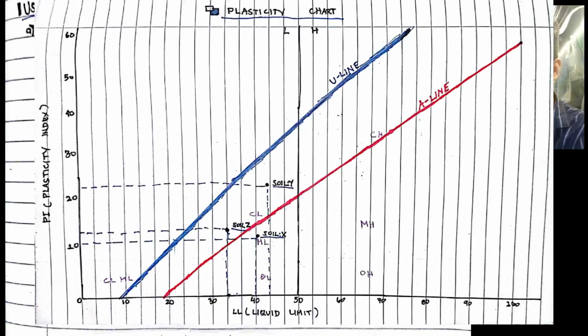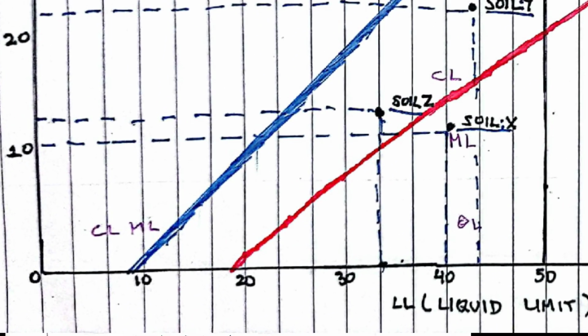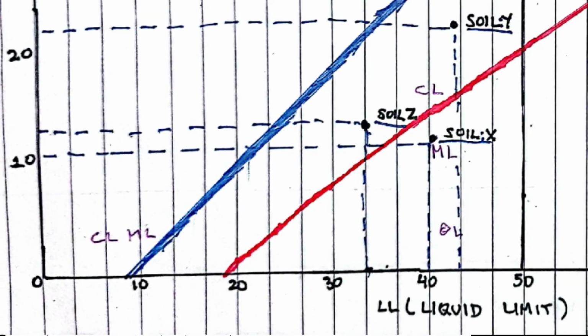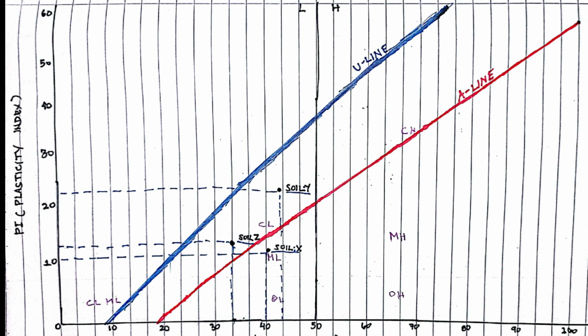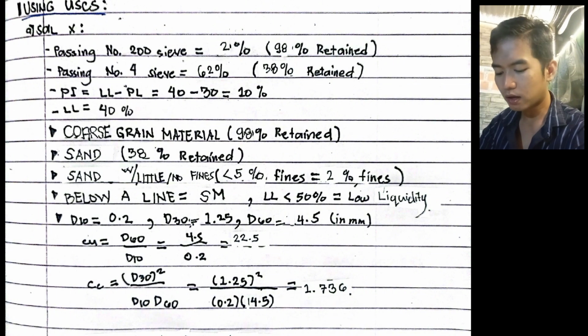So as we look at the plasticity chart, we see that it is below the A line, therefore it is silty sand, and the liquid limit is less than 50%, therefore it is low plasticity. And now we will find D10, D30, and D60 so we can solve the coefficients.